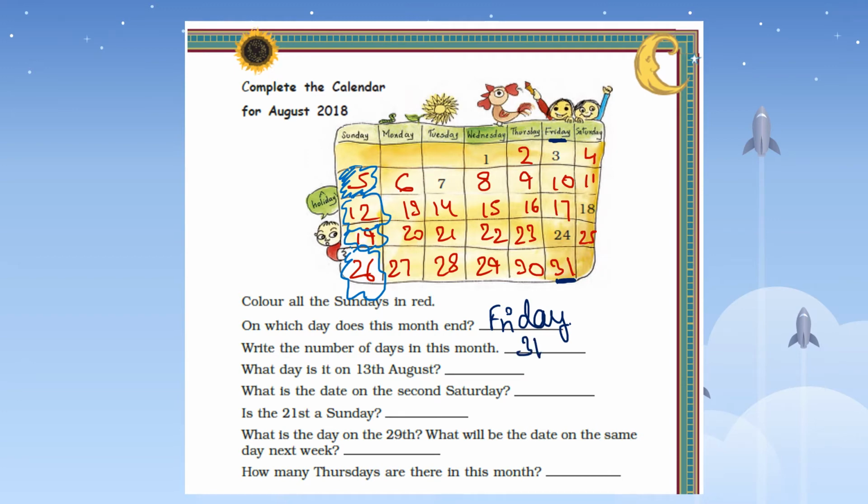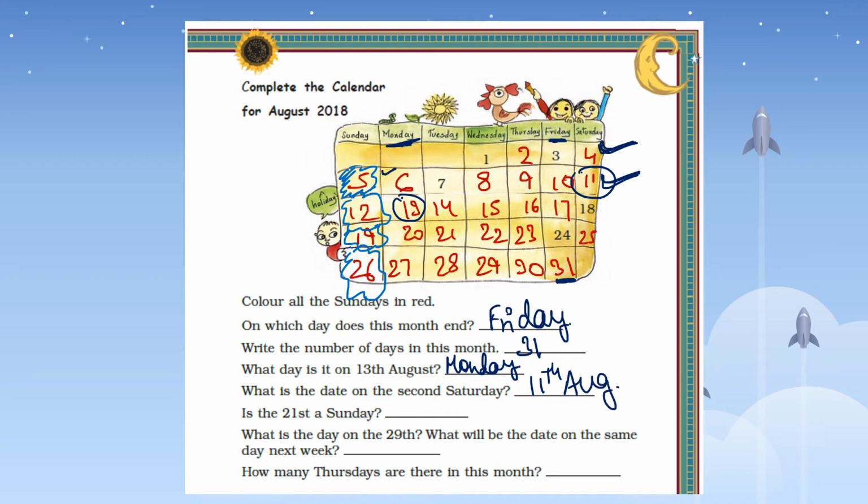What day is it on 13th August? 13th August is here and it is Monday, right? Easy. What is the date on the second Saturday? This is the first Saturday and this is the second Saturday. So it is 11th August.